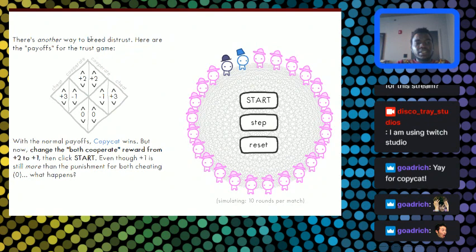There is another way to breed distrust. Here are the payoffs for the trust game. With the normal payoffs, copycat wins. But now change the both-cooperate reward from +2 to +1 and then click start. Even though +1 is still more than the punishment for both cheating, 0. What happens?